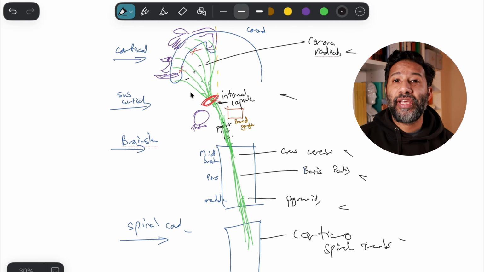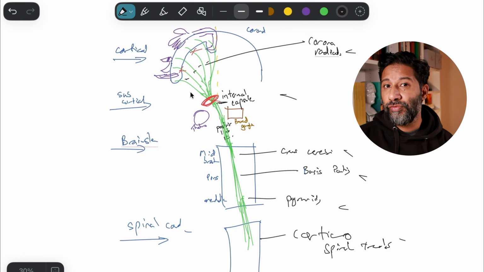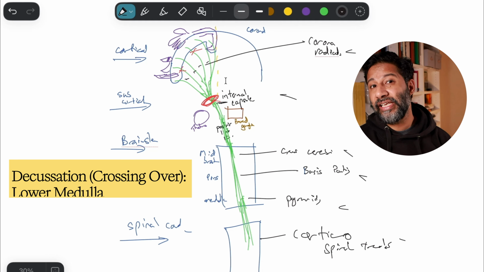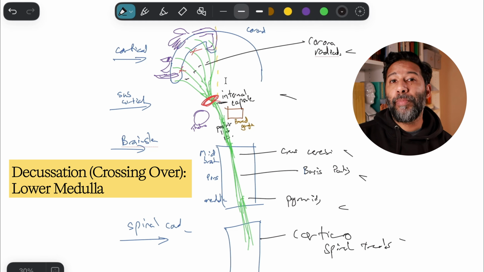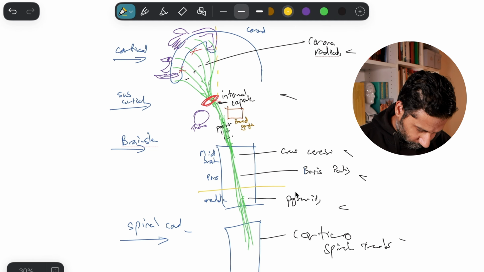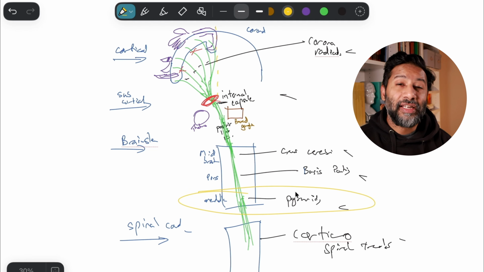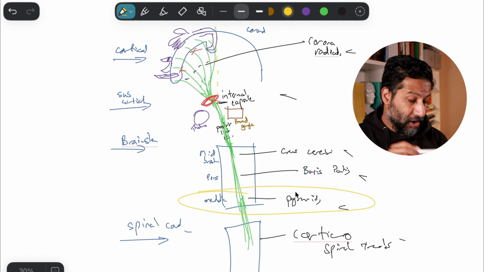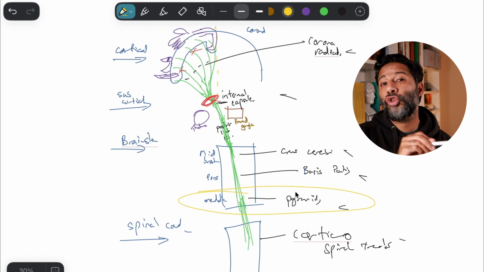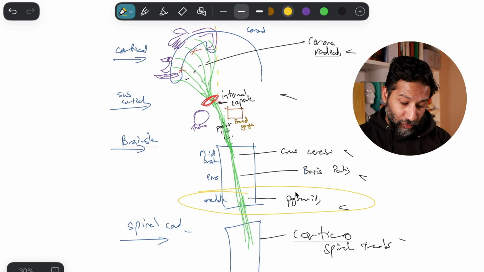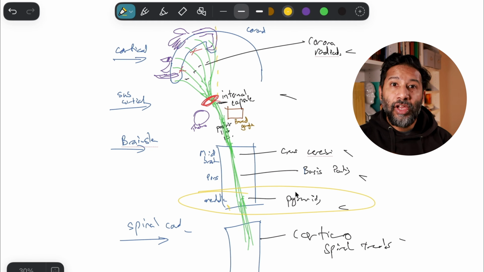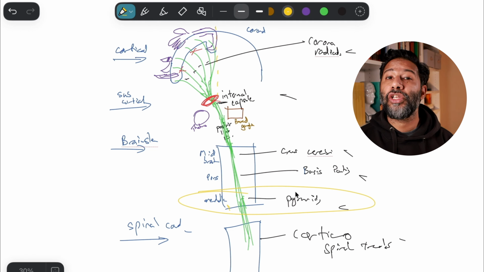Now, two more things happen on the way down, and both matter for localization. So the first is decussation. That means crossing over of the fibers. So this happens down at the bottom of the medulla. So right here, down in the lower part of the medulla is where the fibers for the corticospinal tracts cross over from the left side to the right side. And so that is why the left primary motor cortex controls the right side of the body. The signal crosses over here at the lower part of the medulla. So our patient with right-sided weakness, the lesion is on the left-hand side.